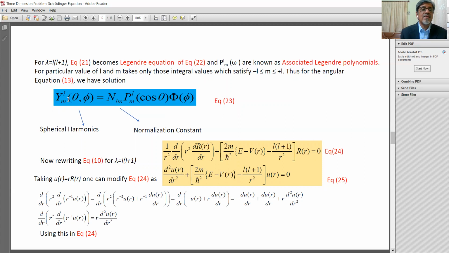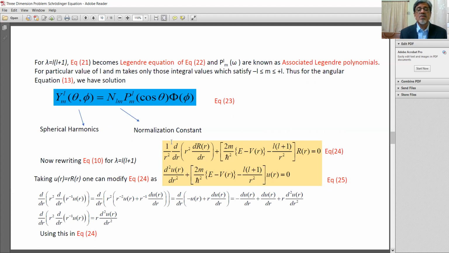So Y_lm(theta, phi) is known as the spherical harmonics, where N_lm is a normalization constant, P_lm(cos theta) and the function Phi(phi). This is known as the angular term, and the equation is 23. Now rewriting equation 10 for l equal to L, lambda is equal to L plus 1.